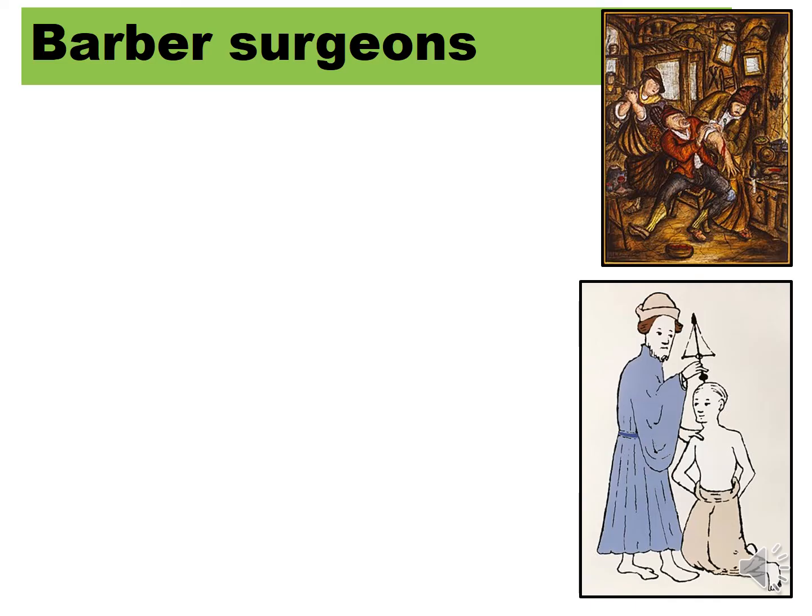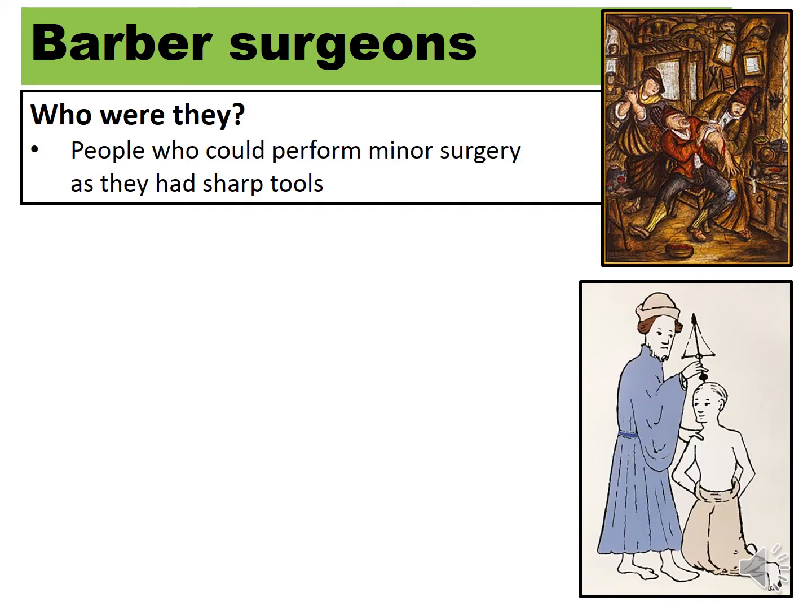Okay, next kind of group of people that are important would be the barber surgeons. Now, we don't have any proper names for any of them. I'm sure if you did some research you could find some, but in general, as a group of people, they're key. So who were they? They were people who would be allowed to perform minor surgery during the medieval era. Now that's because they were the only ones that had sharp tools. So they would have a belt with like a saw and a pliers and scissors and things like that.